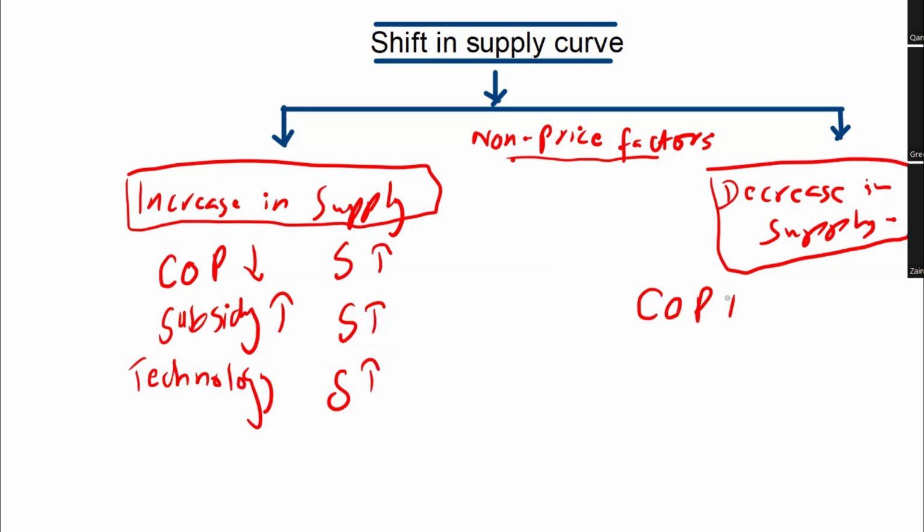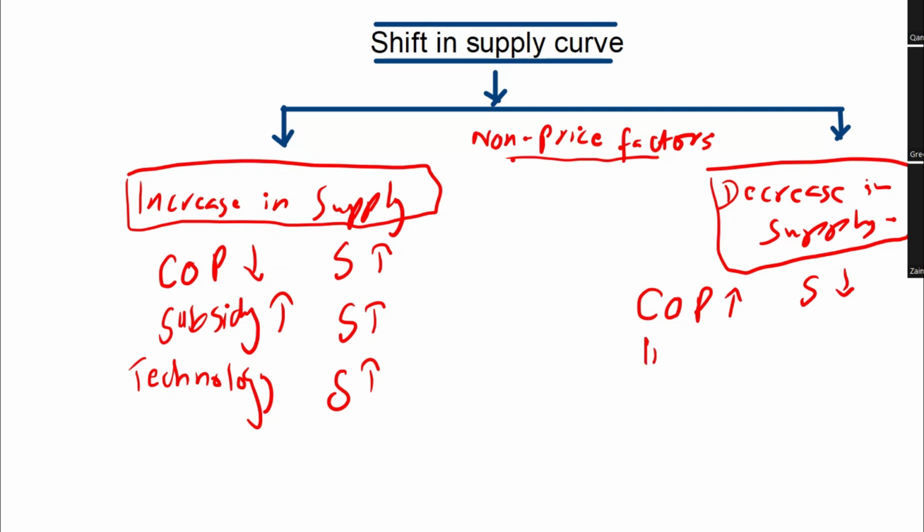If cost of production increases, then supply will fall. Cost of production includes cost of raw material, wages of labor, electricity charges, and fuel cost, right? So all of these costs are basically part of cost of production. Interest on loan is also a cost of production. So if cost of production is higher, producers will be able to produce less, and as a result, supply will fall.